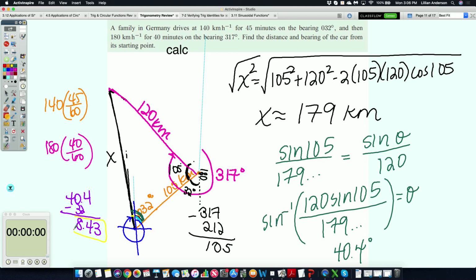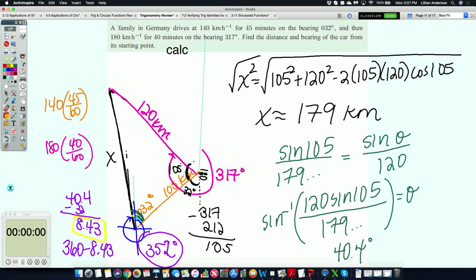So what would be my bearing? It won't be that 8.43. It'd be 360 minus that, because that 8.43 number is the distance in between, and we need that blue curve, which is definitely a lot bigger than 8 degrees. So what is that? 351.57, so 352 degrees. That would be your bearing.